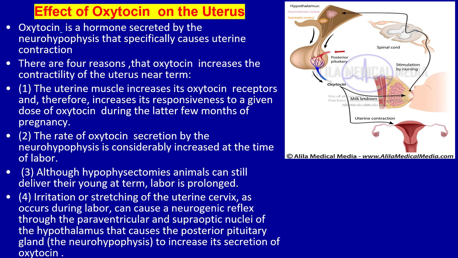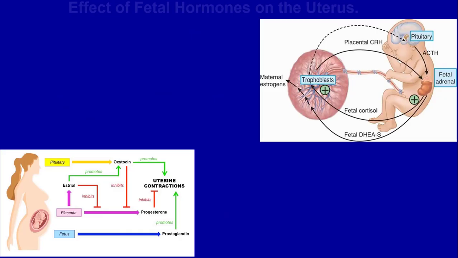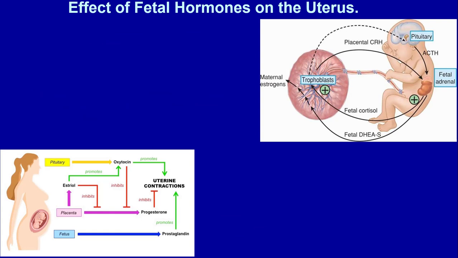Irritation or stretching of the uterine cervix, as occurs during labor, can cause neurogenic reflexes through the paraventricular and supraoptic nuclei of the hypothalamus that cause the posterior pituitary gland, the neurohypophysis, to increase its secretion of oxytocin. At the time of delivery, when there is stretching of the uterine muscle and the cervix, it also causes release of oxytocin by the paraventricular and supraoptic nuclei of the hypothalamus. So these are the 4 reasons due to which oxytocin plays its role in labor or parturition.